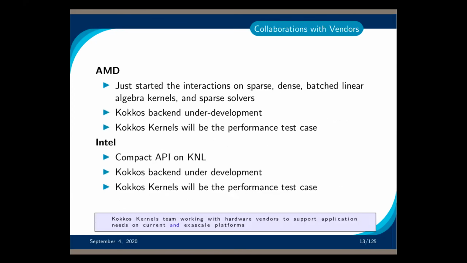Okay. In terms of AMD and Intel, as you might have heard from the previous Kokkos lectures, we have started interactions with them to have a Kokkos backend in Intel hardware and in AMD hardware. And once the Kokkos backend is ready, the next logical step is to have Kokkos Kernels compiled and evaluate the performance, right? And that becomes our second logical step, so that every kernel in this ecosystem is ready to be used by the applications on that particular hardware.